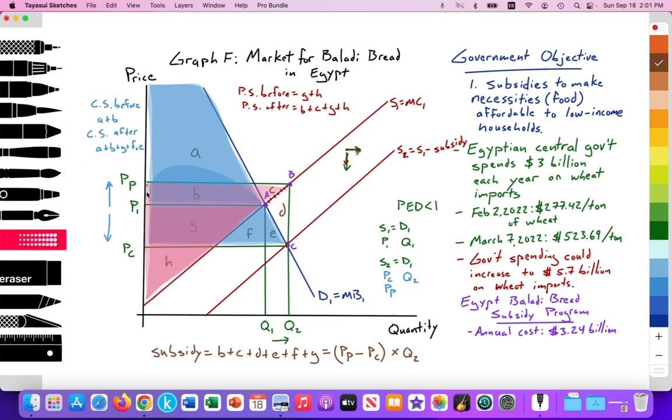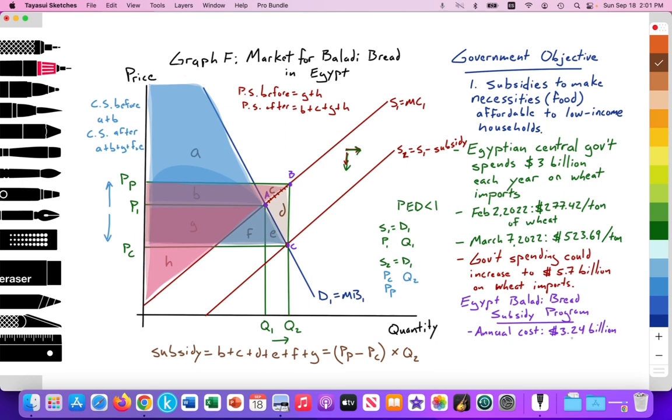This is the value of the subsidy. This is the amount of money the government's paying for each unit, price received by the producer minus the price paid by the consumer, multiplied by the number of units produced. So it becomes this rectangular area here. All right, B, C, D, E, F, G. That is the amount of money that the government is spending.